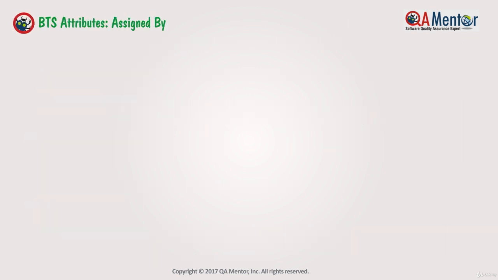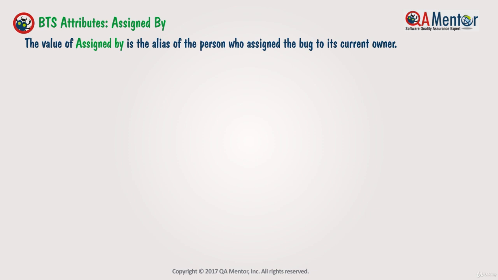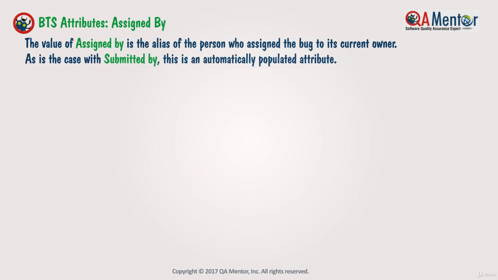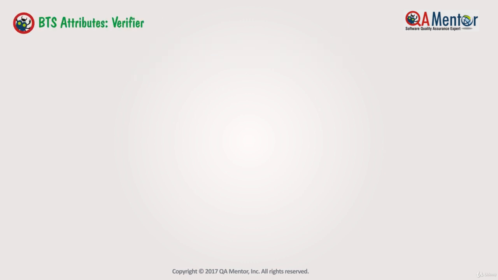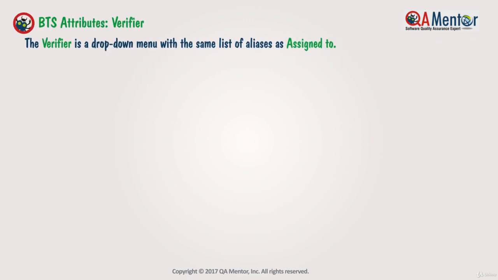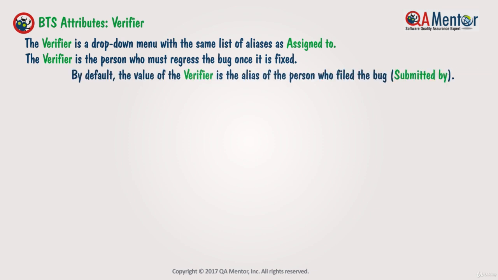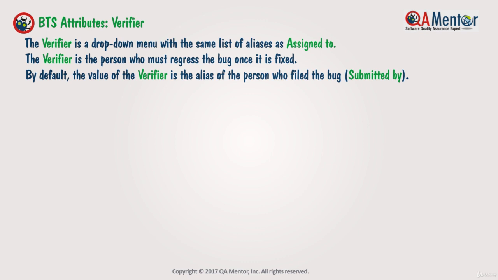BTS attributes assigned by. The value of assigned by is the alias of the person who assigned the bug to its current owner. As is the case with submitted by, this is an automatically populated attribute. This attribute's value is not editable. BTS attributes verifier. The verifier is a drop-down menu with the same list of aliases as assigned to. The verifier is the person who must regress the bug once it is fixed. By default, the value of the verifier is the alias of the person who filed the bug, submitted by.